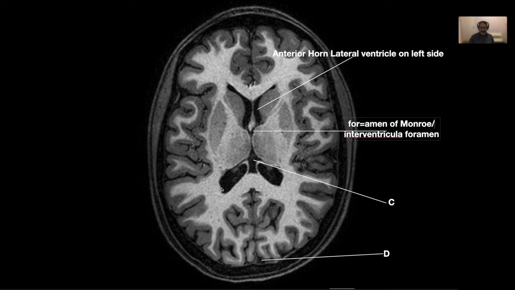No, that's not it, that's the posterior horn going into the, that would be. That is the third ventricle, yeah. Yep, no, I'll actually show you this again in another view. And D.